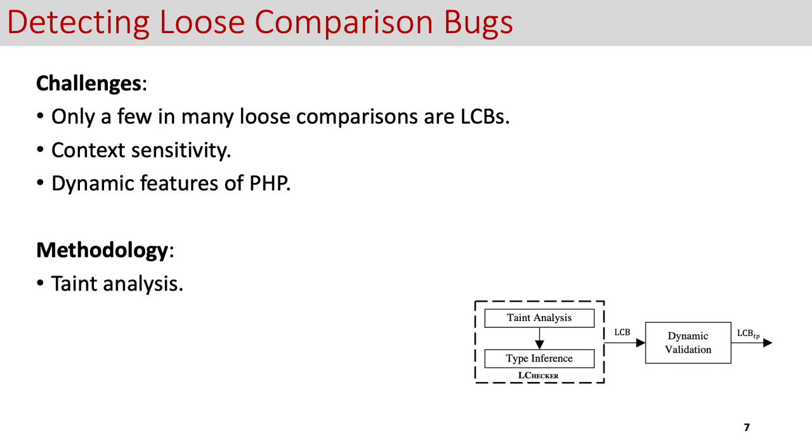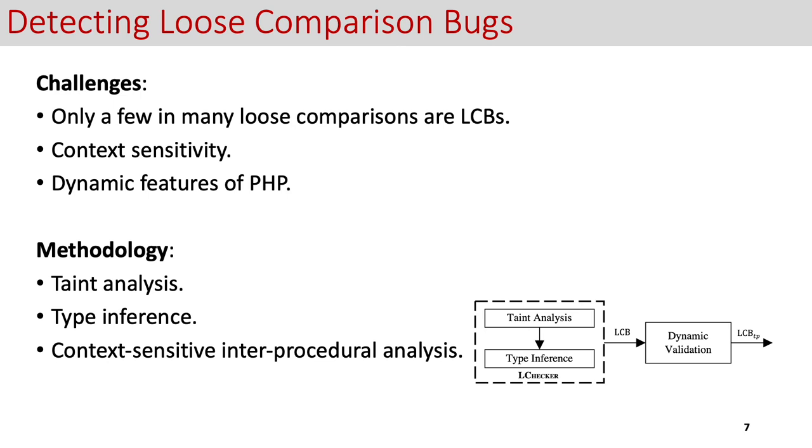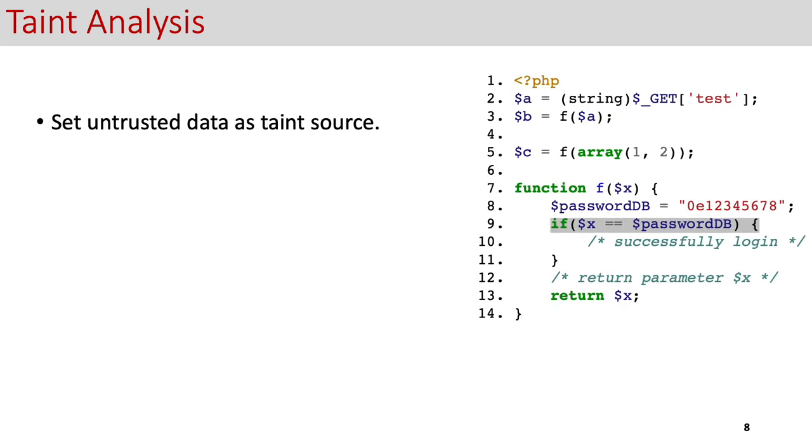We use a taint analysis to check the first condition of the user controllable operands, and we use a type inference algorithm to infer the variable types to check the second condition of the concerned operand types. We use a context-sensitive interprocedural analysis to handle the context-sensitivity features of loose comparison bugs. And in the last, we have a dynamic validation step to check the third condition of inconsistent comparison result at runtime.